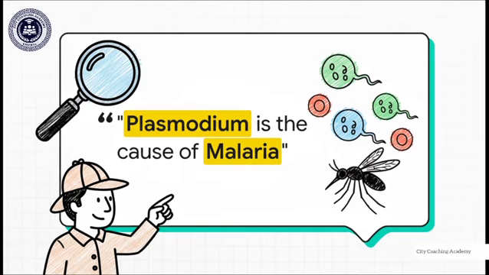And this leads us straight to our hypothesis. This is that single, testable statement at the very heart of the investigation. It's the moment the detectives point their finger and officially name their prime suspect. Plasmodium, they say, is the cause of malaria.